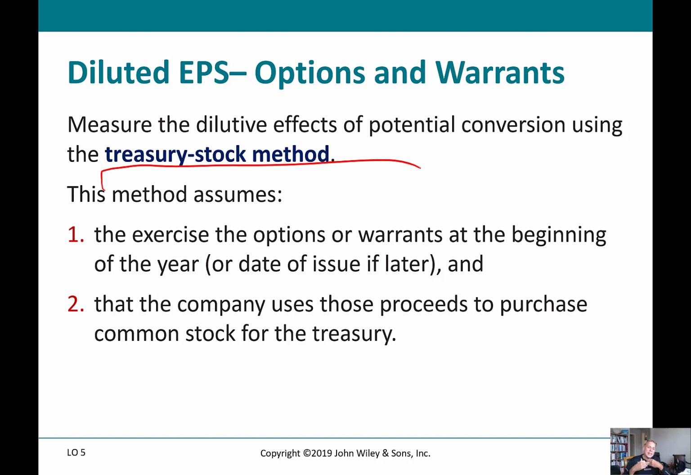What happens? That extra cash that comes in has to be turned around and used to repurchase my stock on the open market. That's called treasury stock. And then the dilutive effect is simply going to be the number of shares that are left that couldn't be repurchased with the additional cash that came in. And that will be how I calculate the diluted earnings per share. Okay, so let's just take a look.